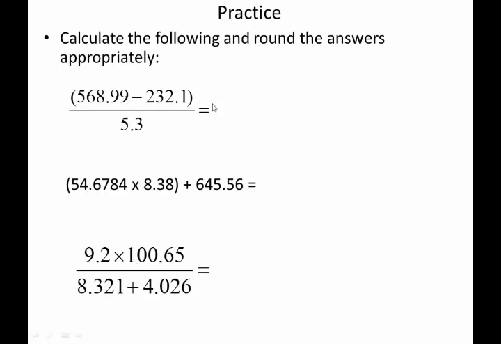First thing I need to do is do the subtraction. So the subtraction will be 568.99 minus 0.1. So that's going to be 336.89 is what I got. That's what this equals, right? So this is going to be all over 5.3.